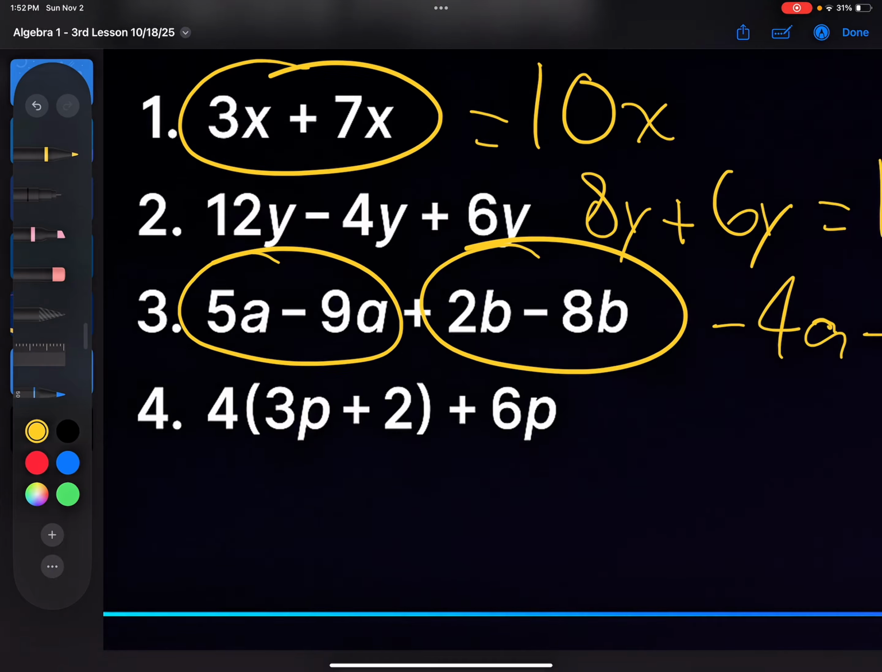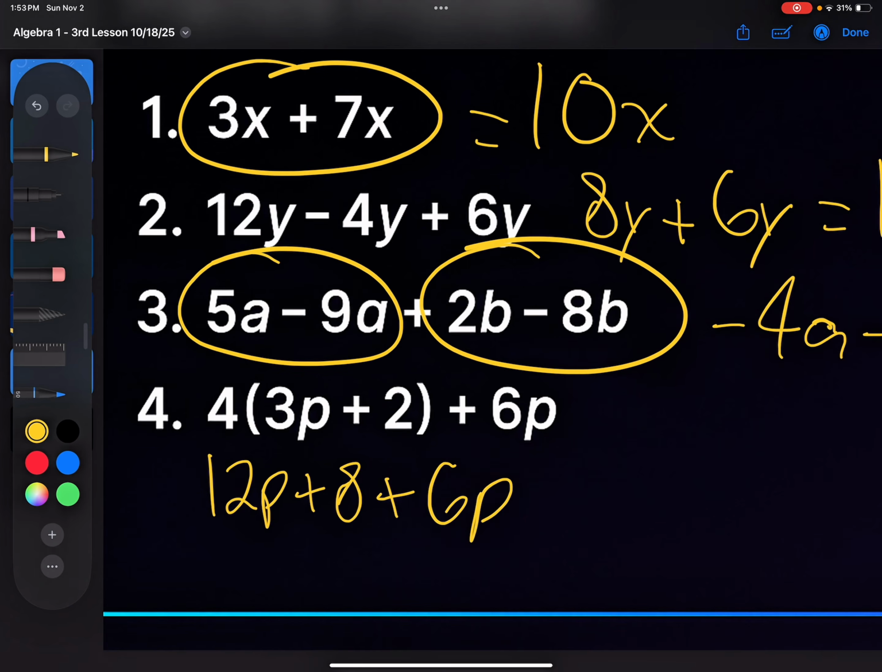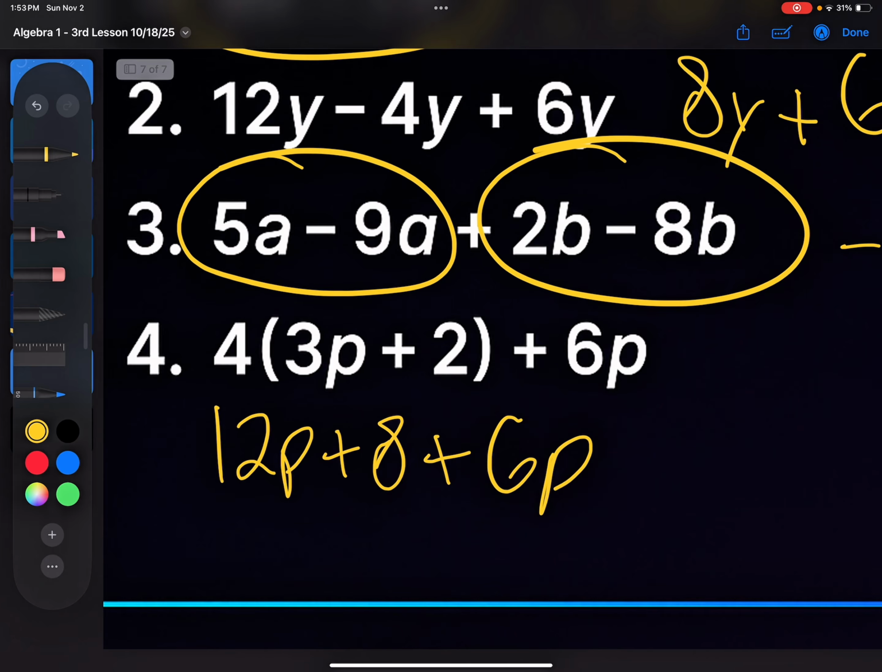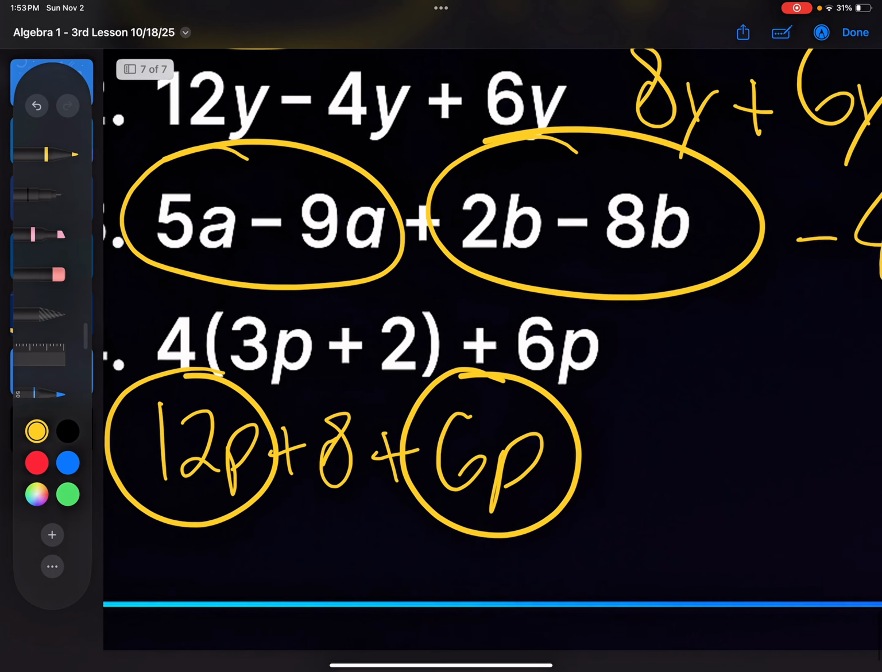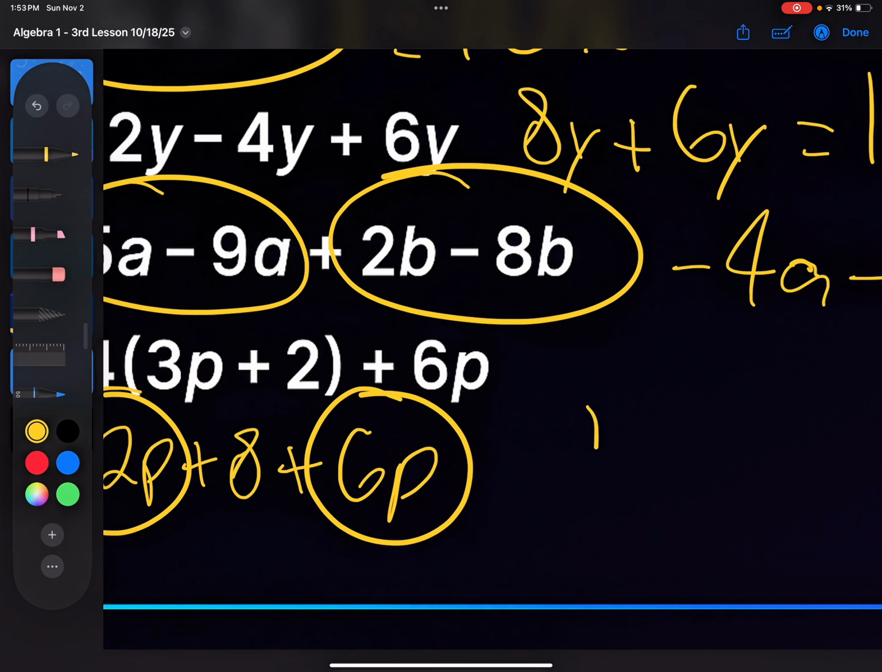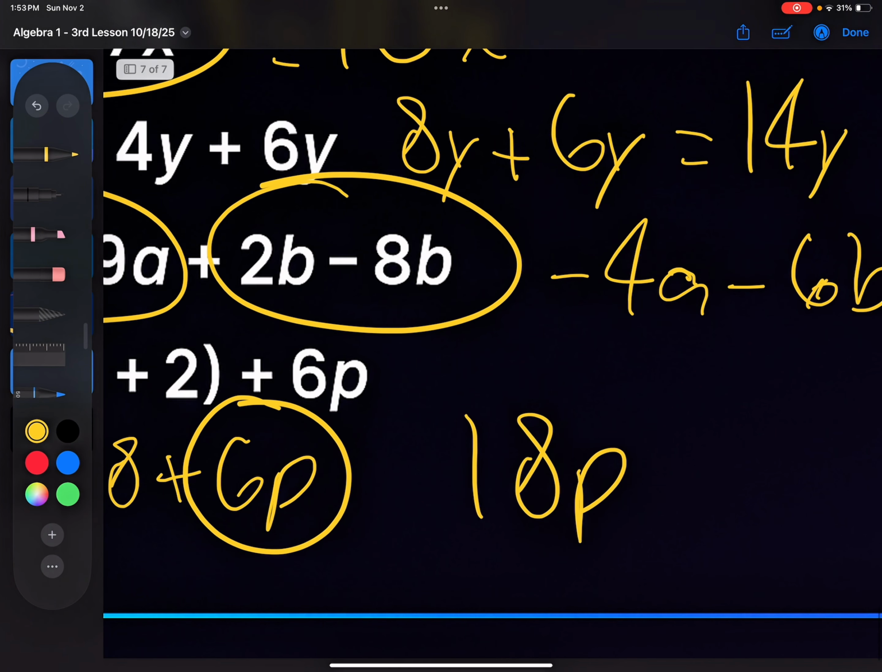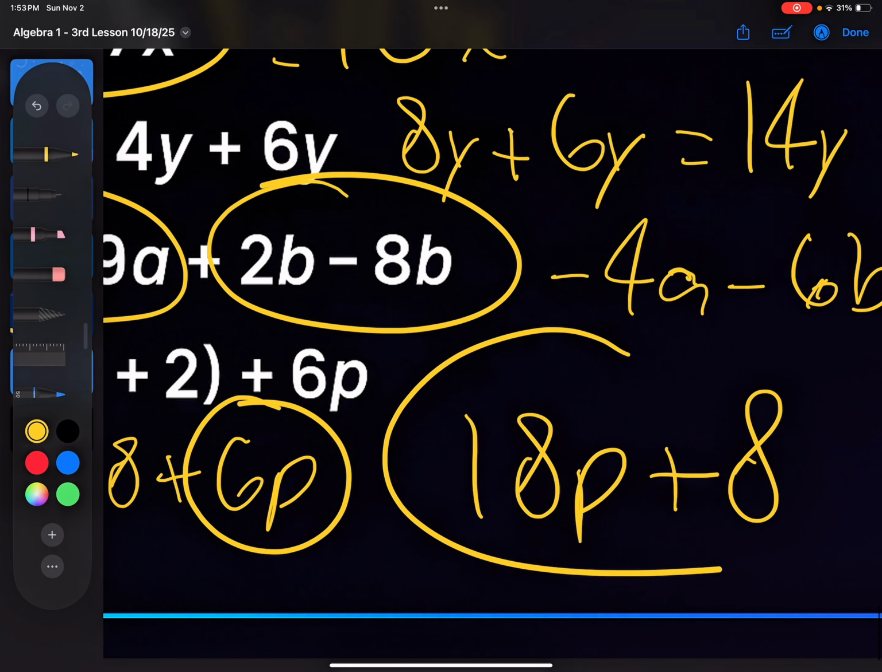Here we have a different example. We have to use the distributive property to distribute the 4. 4 times 3p would be 12p. And then 4 times 2 would be 8. And then we have a 6p left over, so we bring it down. The only thing we can simplify is the 12p and the 6p since they're like terms. 12p plus 6p would be 18p. And then we just bring down the 8 because we can't simplify that. And that's our simplified expression.